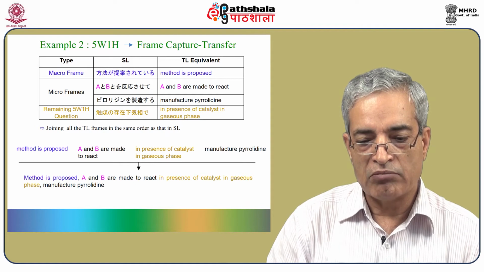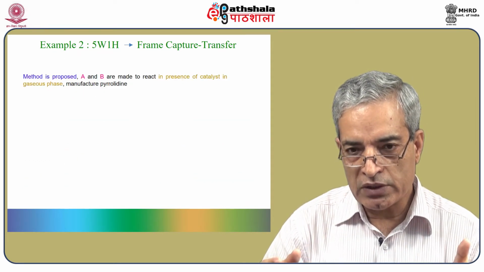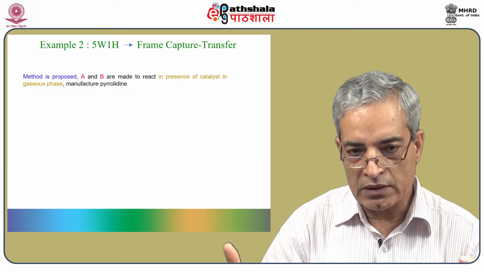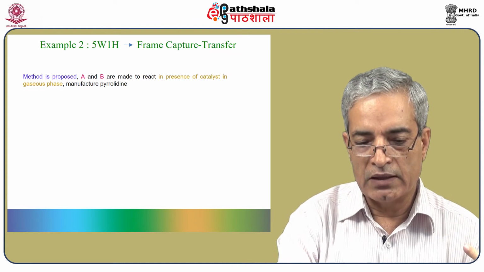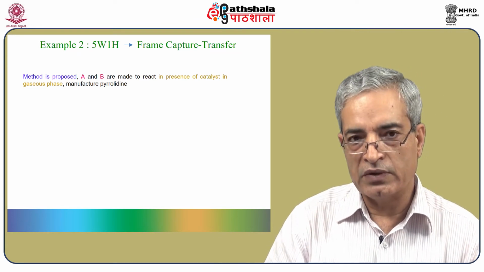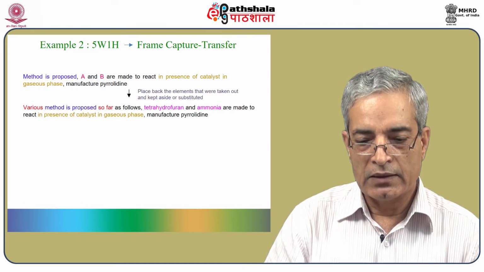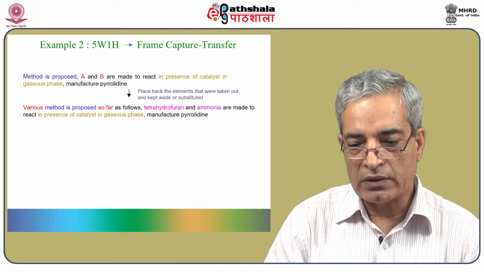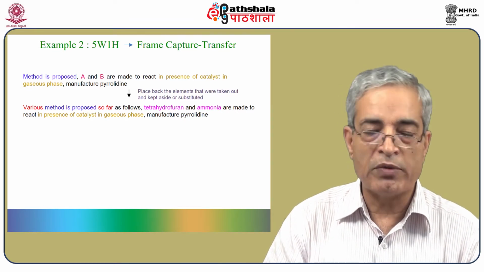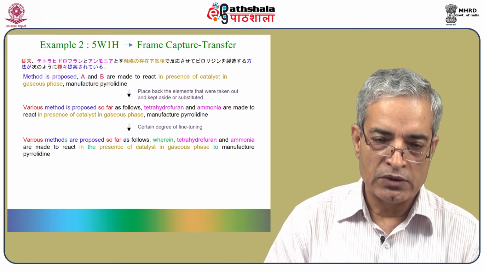gaseous phase, manufacture pyrrolidine. If we read it out continuously, it is quite confusing, but if we read it out in pieces, it's quite understandable. And since we are understanding it, let's do that fine tuning. Various methods are proposed so far as follows, wherein tetrahydrofuran and ammonia are made to react in the presence of catalyst in gaseous phase to manufacture pyrrolidine. Hope this makes some sense now.